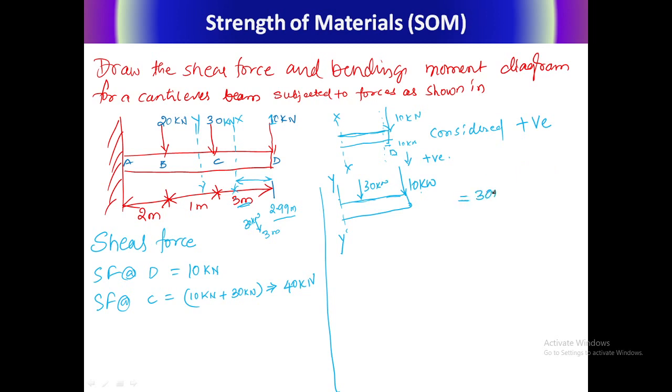What is the total shear force here? It is 30 plus 10 kilonewton. It is 40 kilonewton, right? Next, shear force at B here, okay? Shear force at B. Can someone give the answer, how much you are going to get?